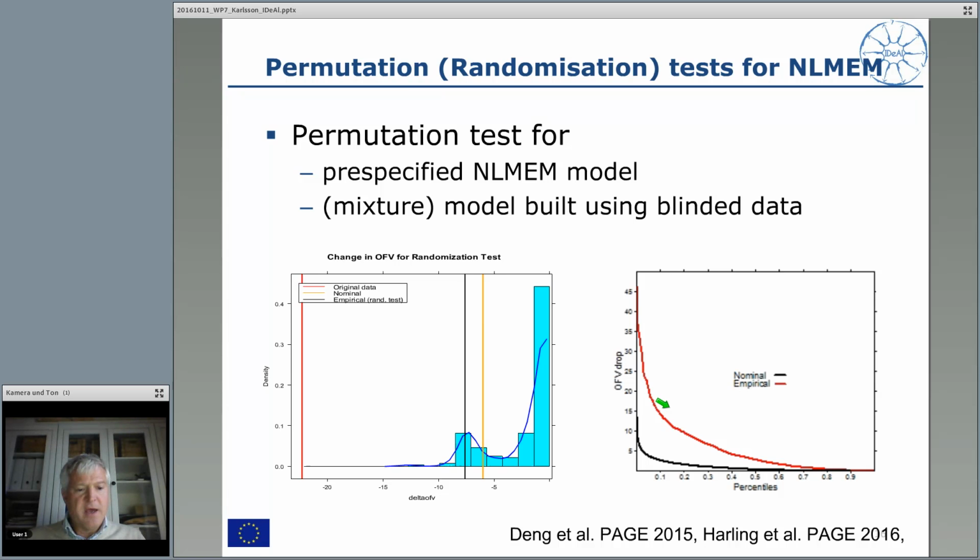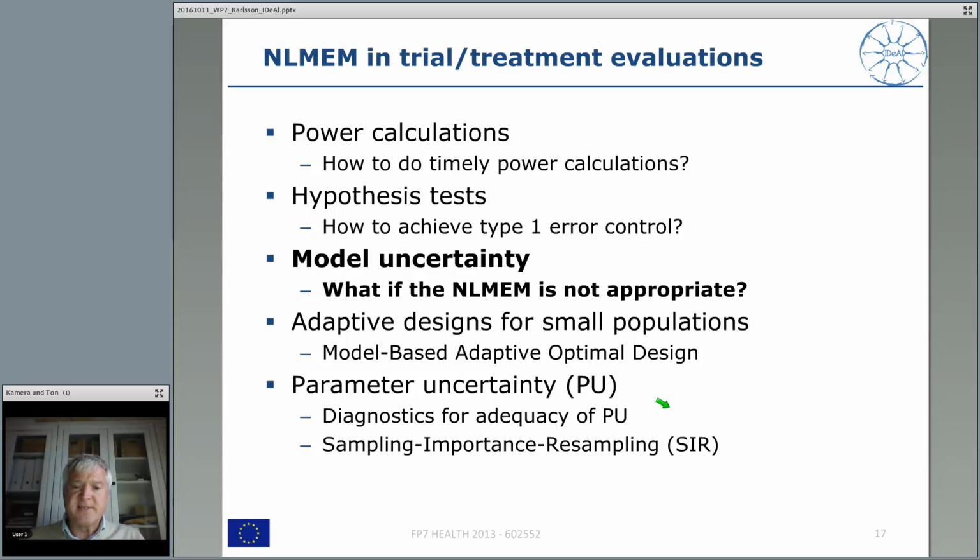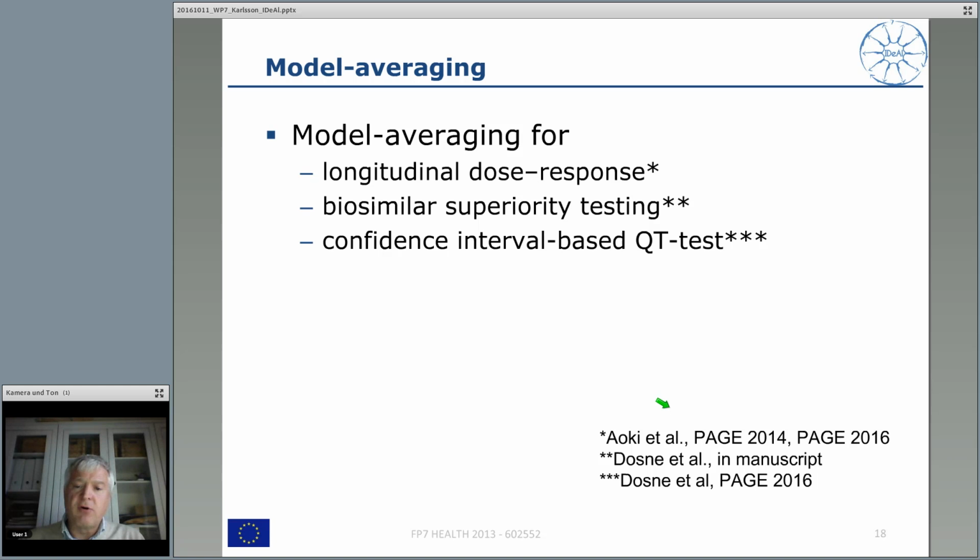Another way of addressing the situation where a single pre-specified model might not be an appropriate description of the data is model averaging. And that example I mentioned from Novartis in 2012 on the bioequivalence testing utilized model averaging. We've also been exploring model averaging in a few different situations in this project, looking at longitudinal dose response, biosimilar superiority testing, and confidence interval based QT tests.